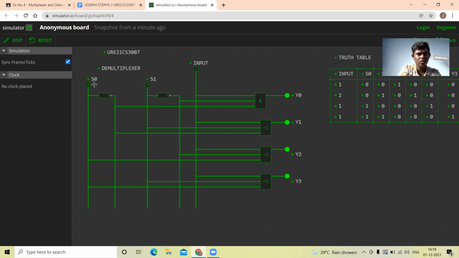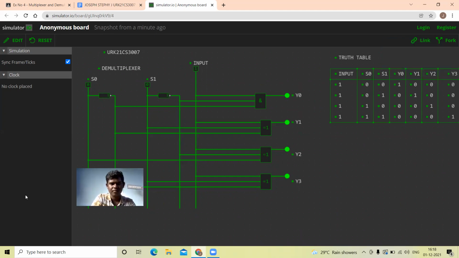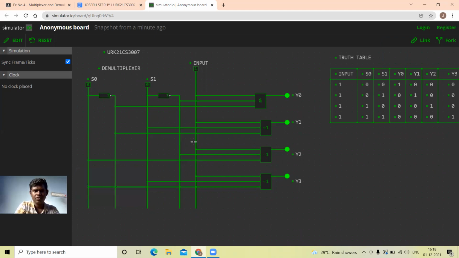So yes, 0 is 0, 0, 1. So I just run this for your understanding. So if you see here, input is always 1. So S0 is 0, S1 is 0. If you see the output, Y0 is 1. So 1 is recorded. Y1, Y2, Y3 should be 0, but I get 1.